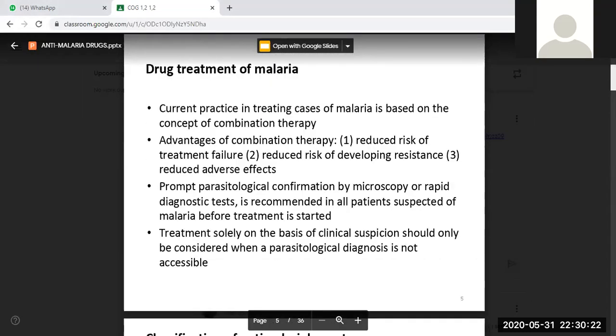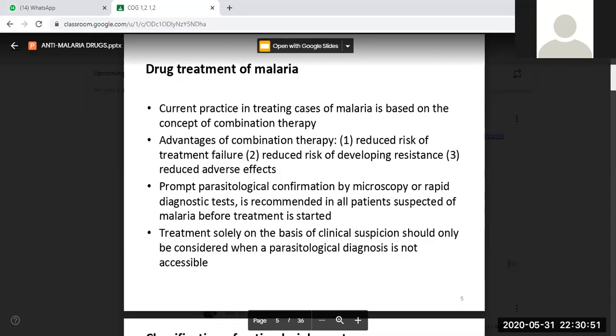The current practice in treating cases of malaria is based on the concept of combination therapy. Now, these are the advantages of combination therapy. One, there is reduced risk of treatment failure. Then there is reduced risk of developing resistance. And then there are also reduced adverse effects. Okay, so those are some of the advantages of using combination therapy.